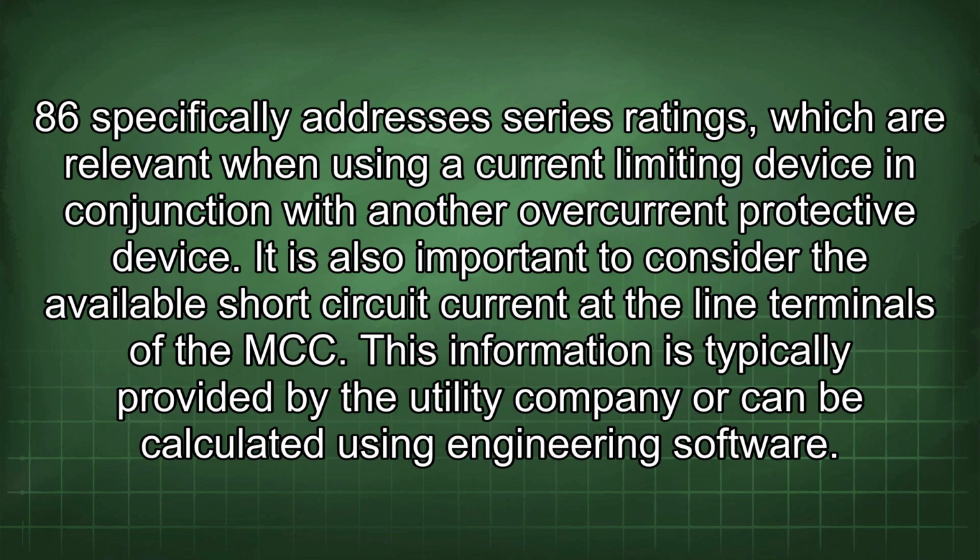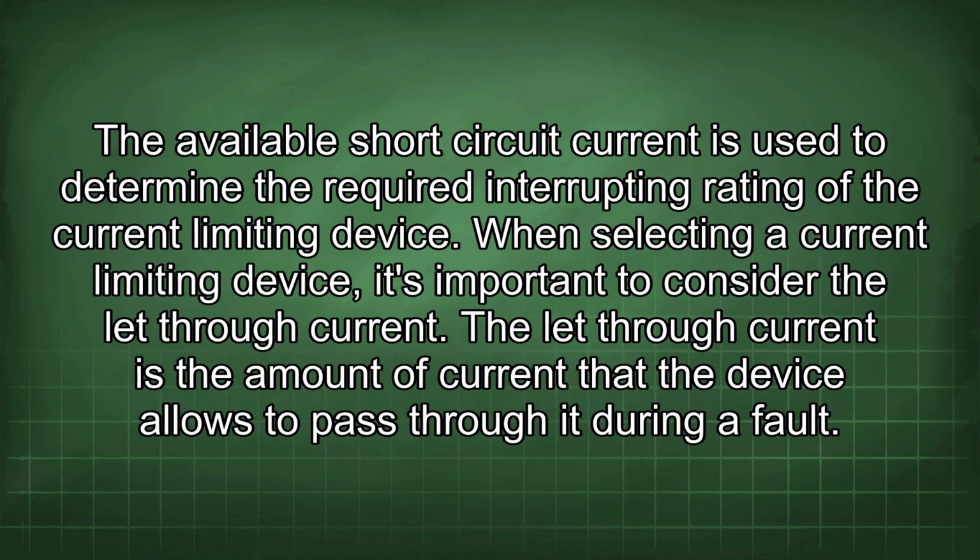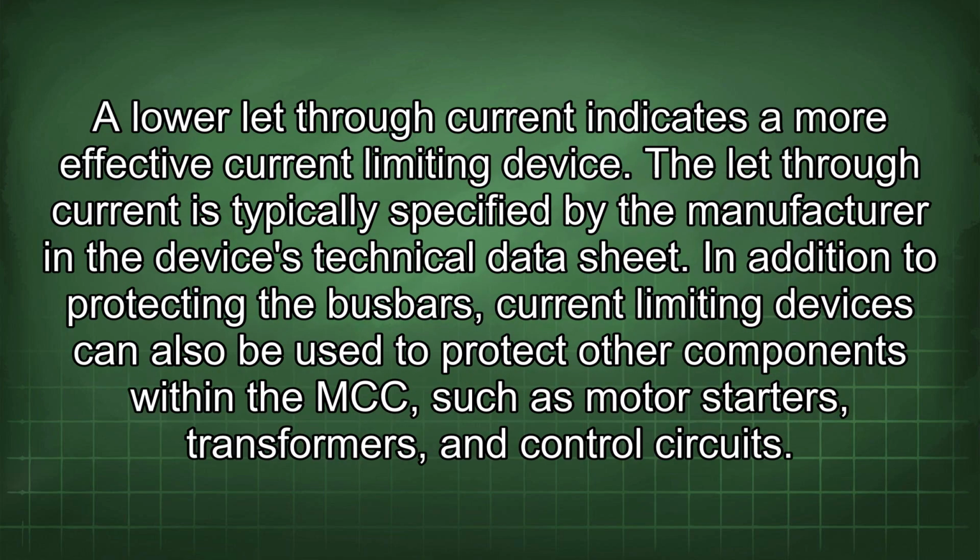This information is typically provided by the utility company or can be calculated using engineering software. The available short-circuit current is used to determine the required interrupting rating of the current-limiting device. When selecting a current-limiting device, it's important to consider the let-through current. The let-through current is the amount of current that the device allows to pass through it during a fault. A lower let-through current indicates a more effective current-limiting device. The let-through current is typically specified by the manufacturer in the device's technical data sheet.